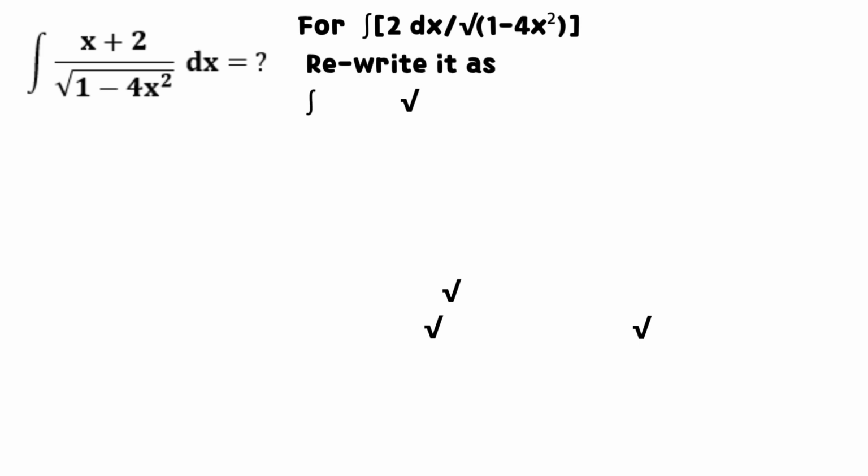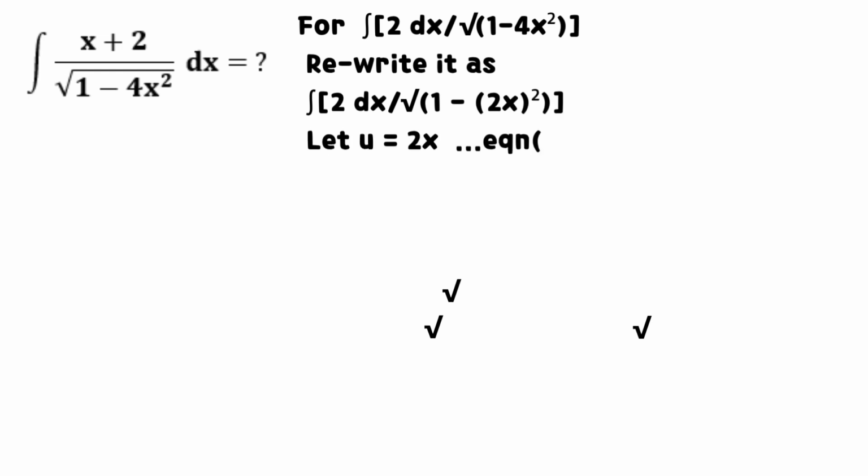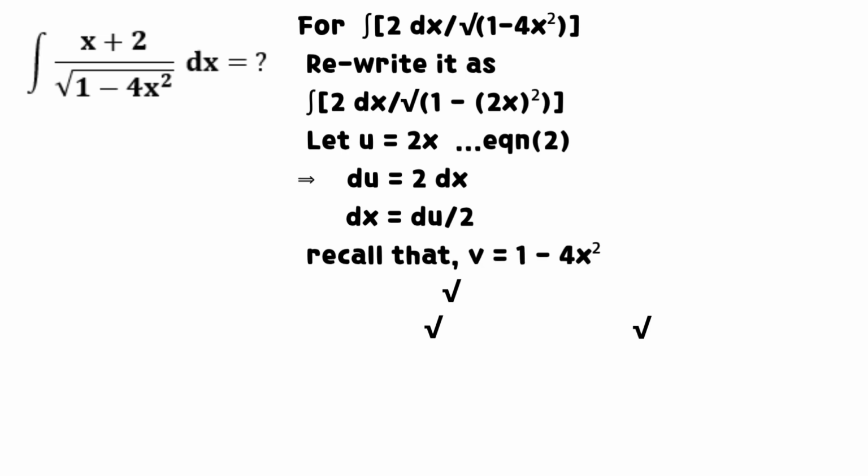For the integration of 2 dx, all divided by the square root of 1 minus 4x², rewrite it as the integral of 2 dx, all divided by the square root of 1 minus the square of 2x. Let u equal 2x, we call it equation 2. It implies that du equals 2 dx, so dx equals half of du.